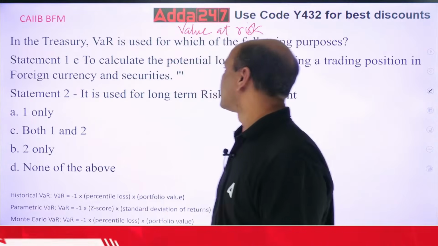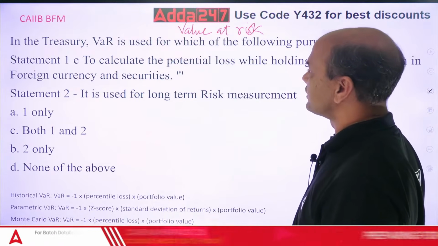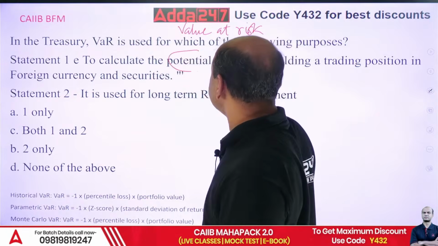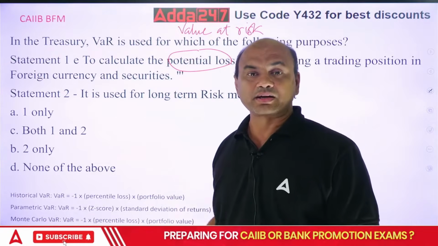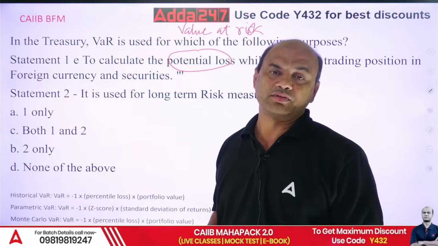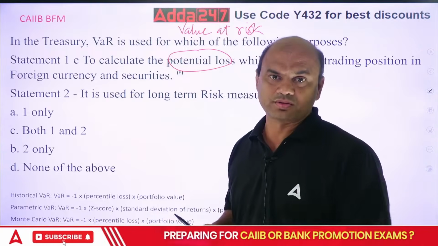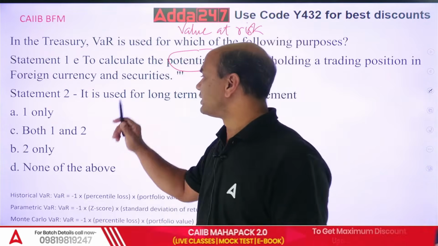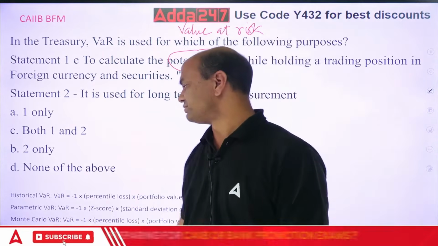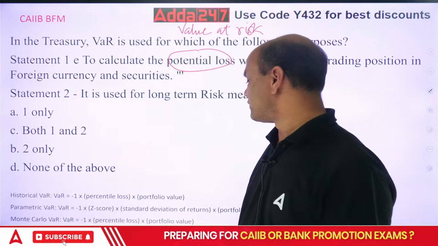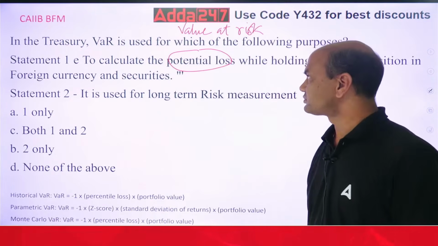Statement 1. To calculate the potential loss while holding the trading position in the foreign currency and securities. See this market risk, I told you. Market risk is the main risk in banking, which is not in your hands, which you can't control. Statement 2. It is used for long-term risk management. So where is it used? Is it used for long term or is it used for short term? So which one is true?